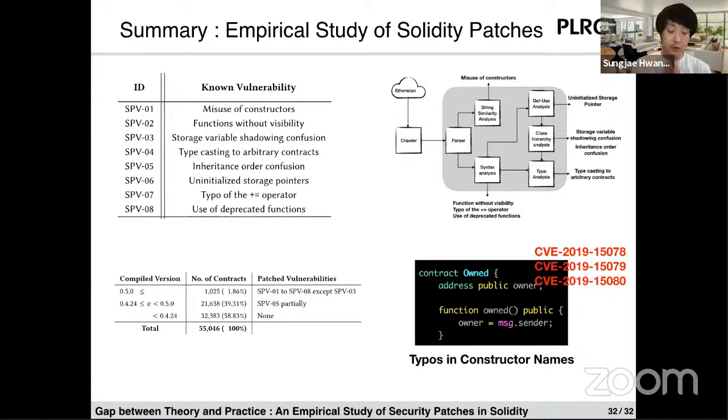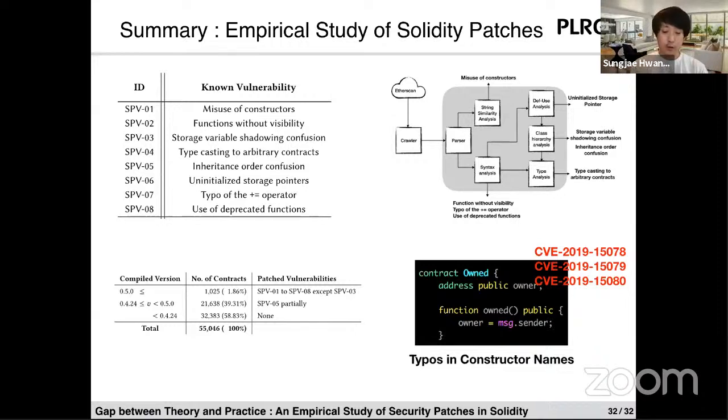For example, they may not be that critical, or what? Yes, that's a very great question, but unfortunately, that was not our research scope, so we did not investigate why developers did not apply the Solidity security patches properly. So we postponed that. Do you have a very basic hypothesis for that? Pardon? Do you have a basic understanding or hypothesis for that? Why they do not do that?